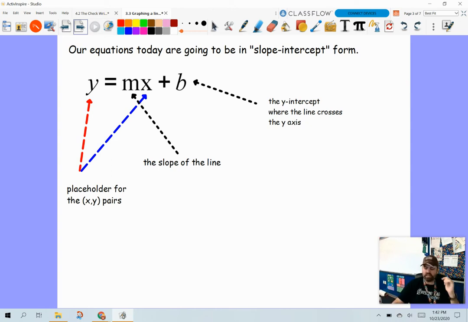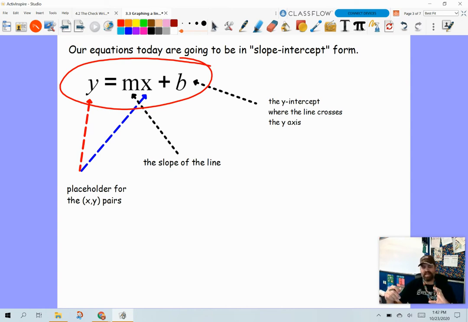So every single equation that you're going to be dealing with when you're graphing these are in slope-intercept form. That means they are set up in this format every single time. You're going to start out with a y, then you're going to have an equal sign, and then you're going to have m, which is our slope. It's going to be the slope of the line. You don't have to calculate it. It's going to be there.